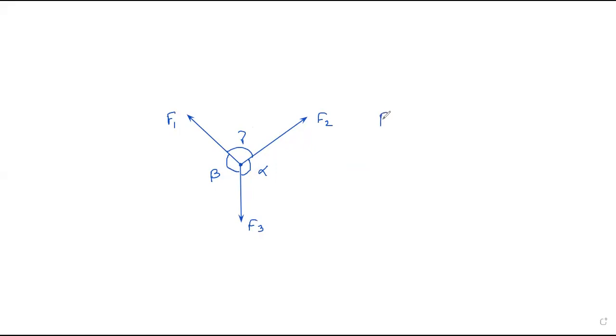Lami's theorem says F1 upon sine alpha, that is the angle between the other two forces. When you take F1 in the numerator, you should consider the angle between the other two forces, 2 and 3. So F1 upon sine alpha must be equal to F2 upon sine beta, which is equal to F3 upon sine gamma, since the angle between F2 and F1 is gamma. This is Lami's theorem. By using this theorem we are going to solve the numericals.